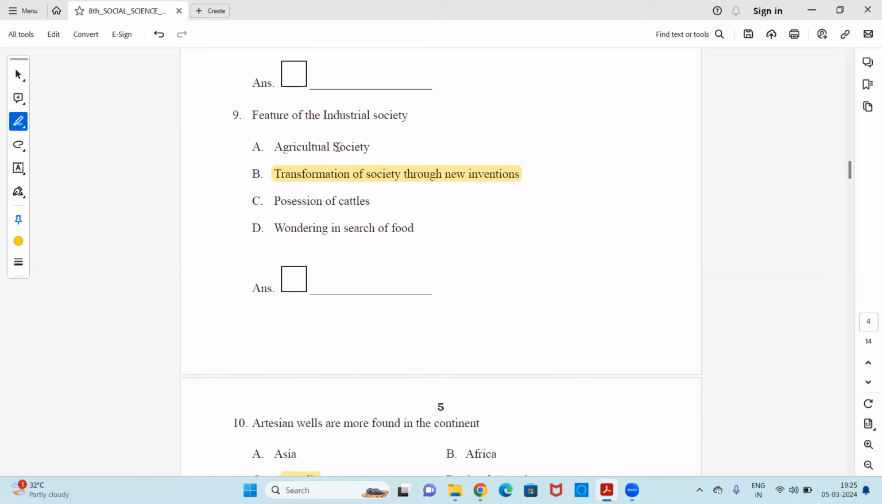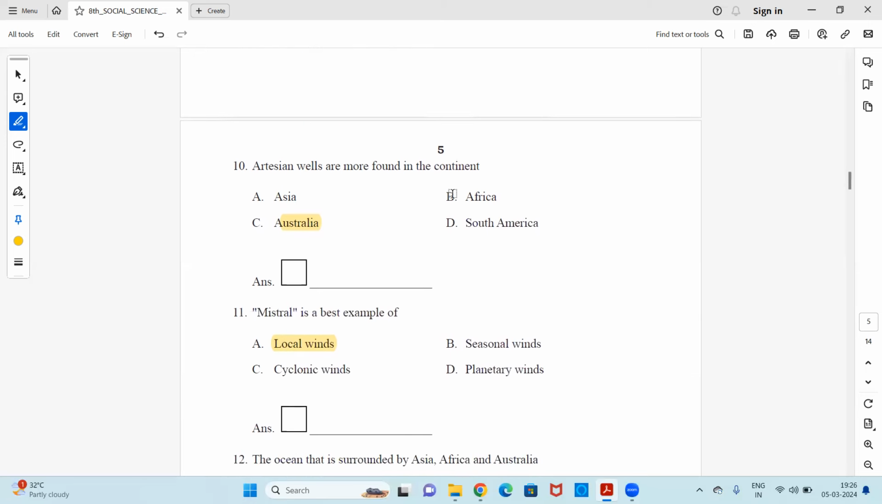Next, a feature of the industrial society. What is one of the features of industrial society from this? Is it agricultural society, transformation of society through new inventions, possession of cattle, or wandering in search of food? Yes, the answer is option B, transformation of society through new inventions, because the other three are related to agricultural society, whereas transformation of society through new inventions is a characteristic of industrial society. So here option B will be the right answer.